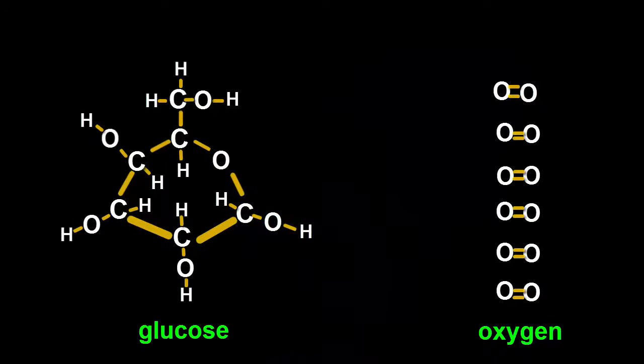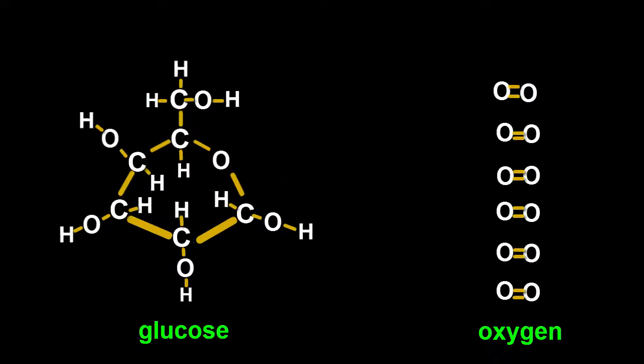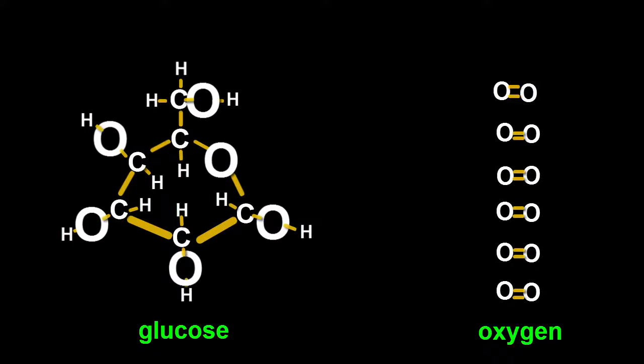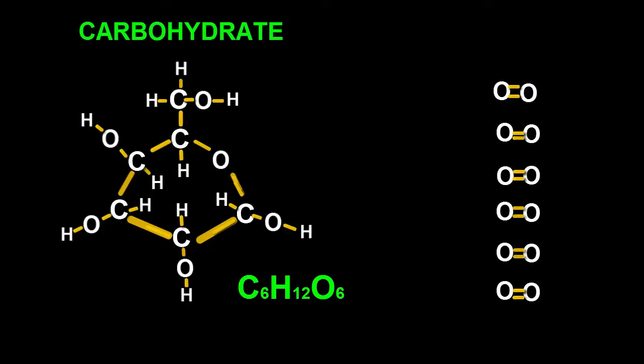Glucose is a beautifully shaped molecule made of carbon, hydrogen and oxygen atoms and wrapped in a circle, so we say it's cyclic. It contains 6 carbon atoms, 12 hydrogen atoms and 6 oxygen atoms, making its molecular formula C6H12O6. Because glucose is made of only carbon, hydrogen and oxygen, it's also called a carbohydrate.